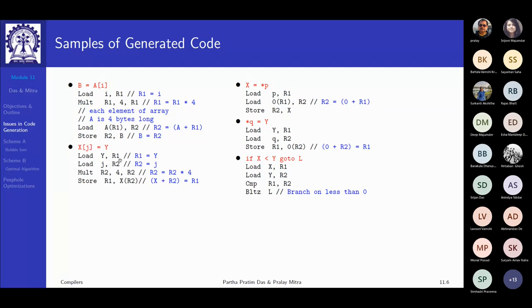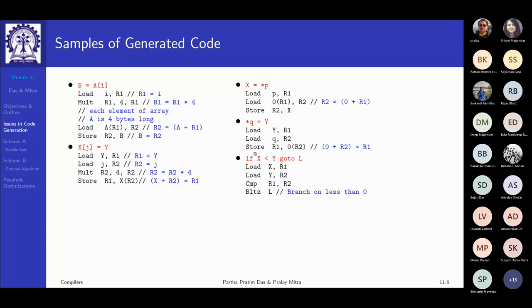Load Y into R1. Similarly, load J into R2. Multiply by the size in R2. And then finally store R1, which is Y, into X(R2), which is X[J]. For a pointer dereferencing, we can do the same thing. Load the pointer, and the pointer itself is the value it is pointing to. So we will assume that symbolically as a base address 0 with offset R1, and take that content and load it to R2, then store it back to X.